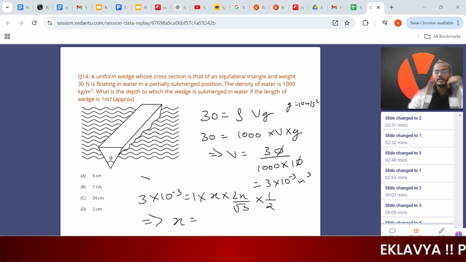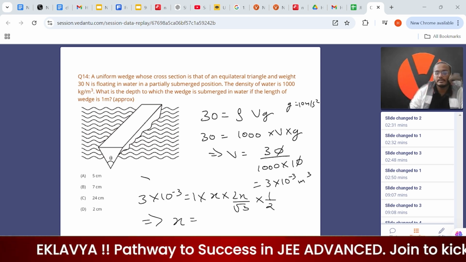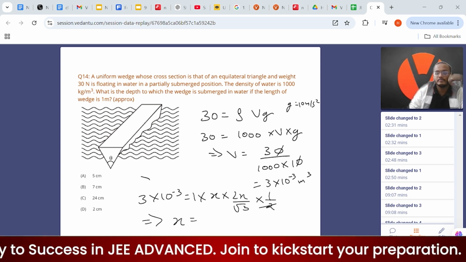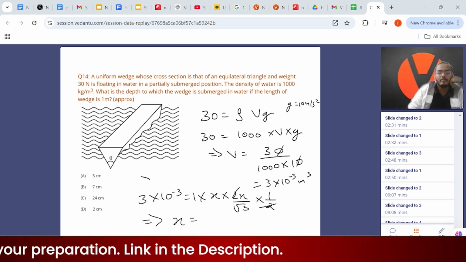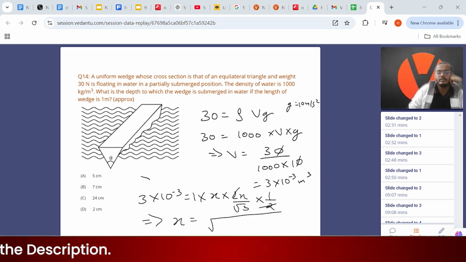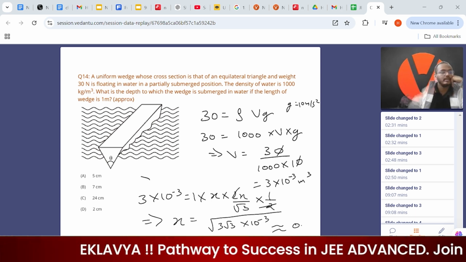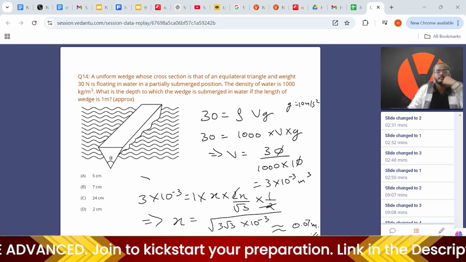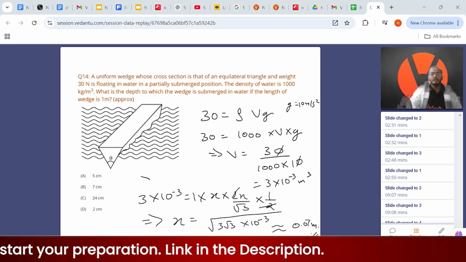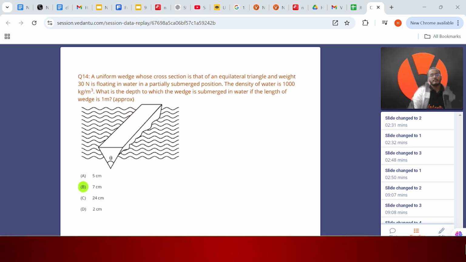from here, x will be equals to, see, it will be 3 root 3. So it will be 6 root 3 into 10 raised to the power minus 3. So it will be again, see, this 2 and 2 will get cancelled out. So it will be 3 root 3 into 10 raised to the power minus 3. It will be x squared. So x will be equals to square root of 3 root 3 into 10 raised to the power minus 3. So it will almost be equals to 0.07 meters. Okay, so 0.07 meters means 7 centimeters, obviously. So B is the answer.